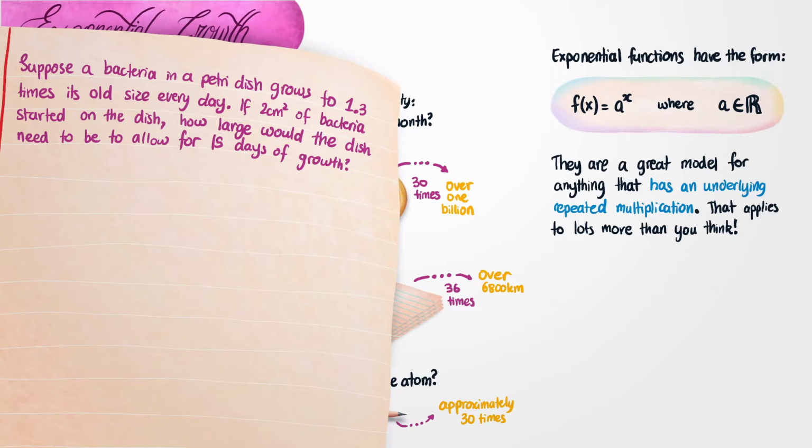So this is a bit of a chunky problem, this one, but let's read it together. I want you to imagine that you had a bacteria in a Petri dish, and it's going to grow to be 1.3 times its old size every single day. If you started with 2 centimeters squared of the bacteria, how large would the dish need to be to allow for 15 days of growth?